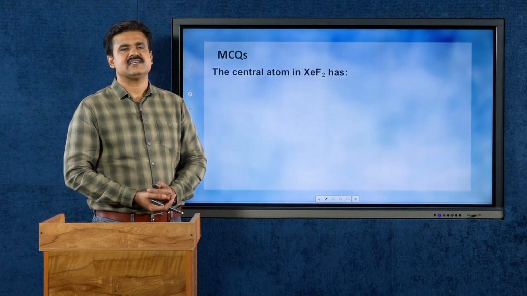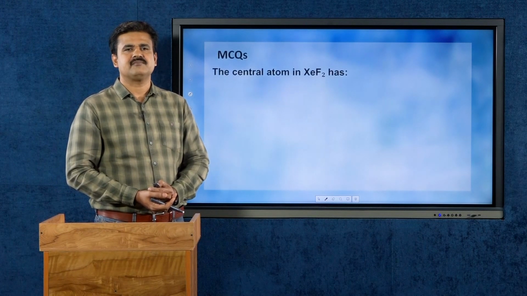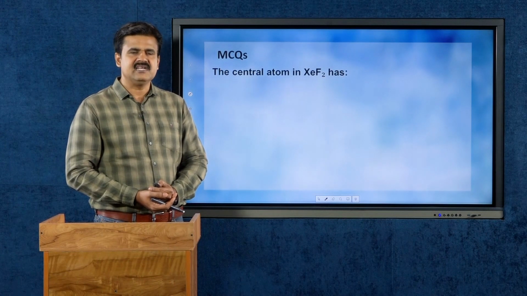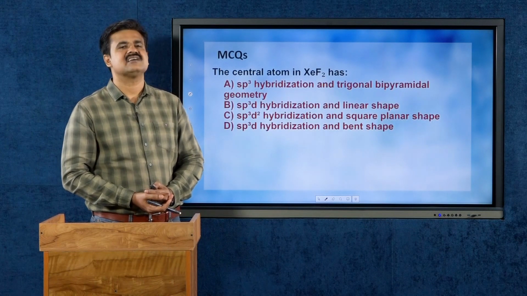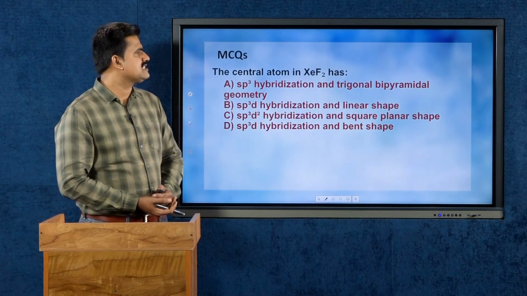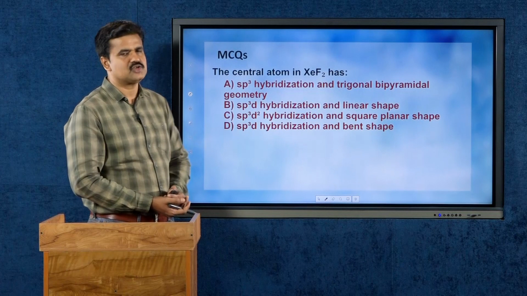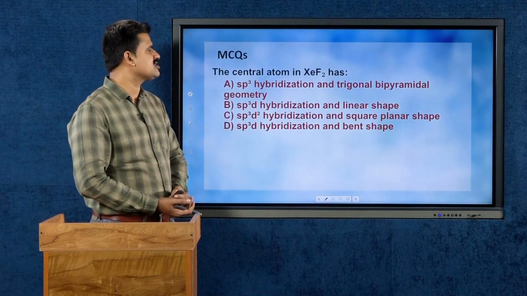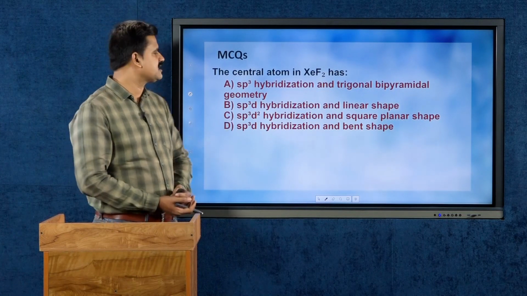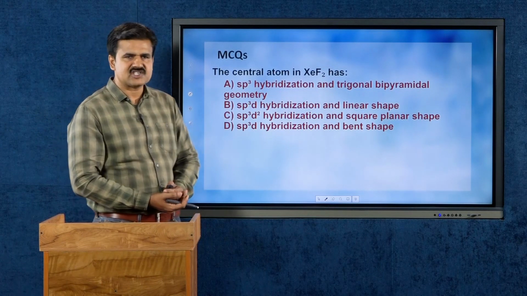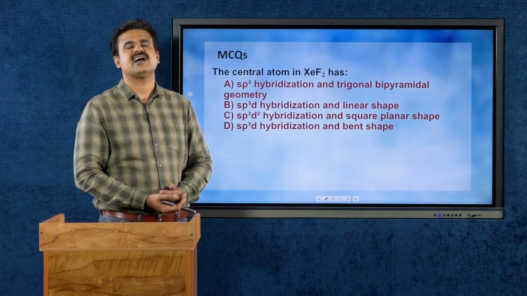This is the first MCQ. The central atom in XeF2 has, these are the options: sp2 hybridization; sp3 hybridization and trigonal bipyramidal geometry; sp3d hybridization and linear shape; sp3d2 hybridization and square planar shape; sp3d hybridization and bent shape.